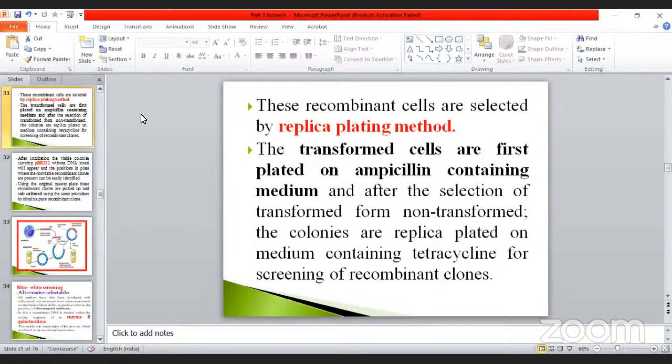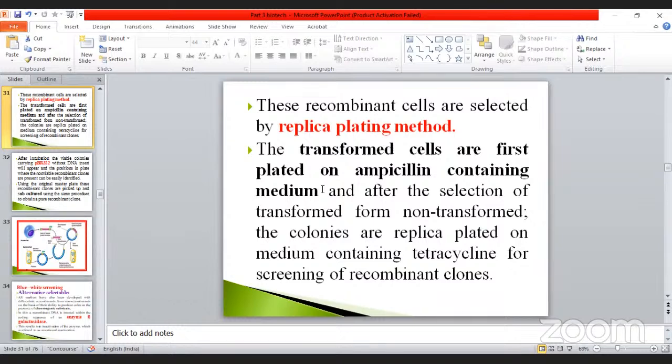The transformed cells are first plated on ampicillin-containing medium. Some medium is there, and that medium is an agar medium. Mostly it is used for microbial cultures, otherwise for plant cells or animal cells, whatever it may be. Sometimes it is used with blood and some other components also. That medium contains a specific pH, growth hormones, essential amino acids, as well as other substances.